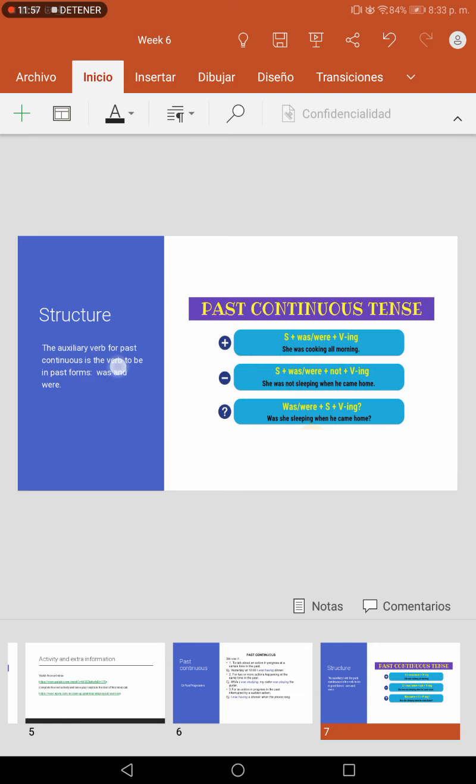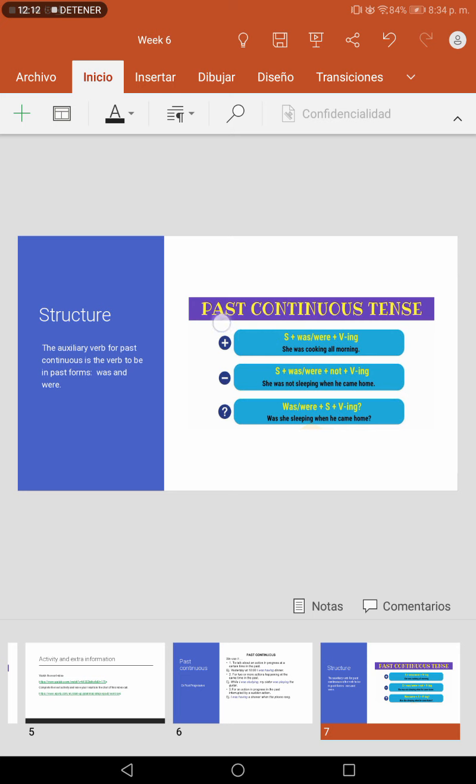The difference, as I told you before, was is going to be used for singular subjects: I, she, he, it. And were is going to be used for plural subjects like you, we, and they.